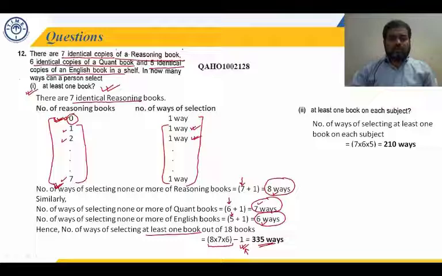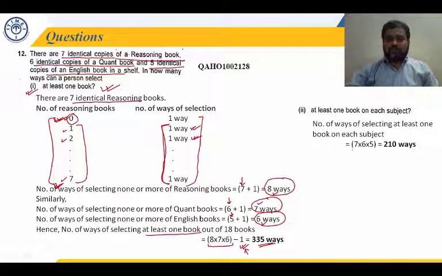So, this is basically nothing but the same as the number of reasoning books, right? If there are 7 identical copies of reasoning books, then the number of ways of selecting at least one reasoning book is the same as the total number of reasoning books. It will be the same, these 7 ways. Similarly, the number of ways of selecting at least one quant book will be equal to the number of quant books, which is 6, and the number of ways of selecting at least one English book will be equal to the number of English books, which is 5.